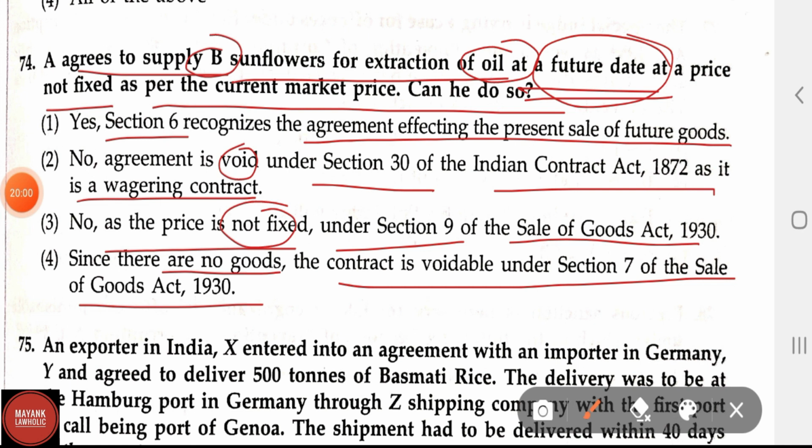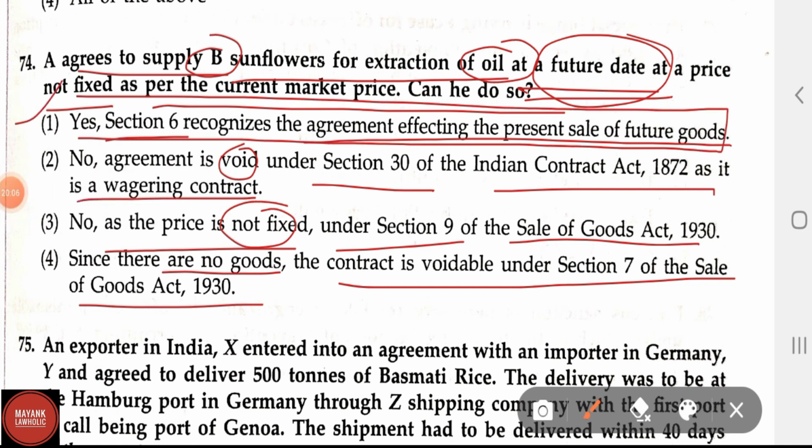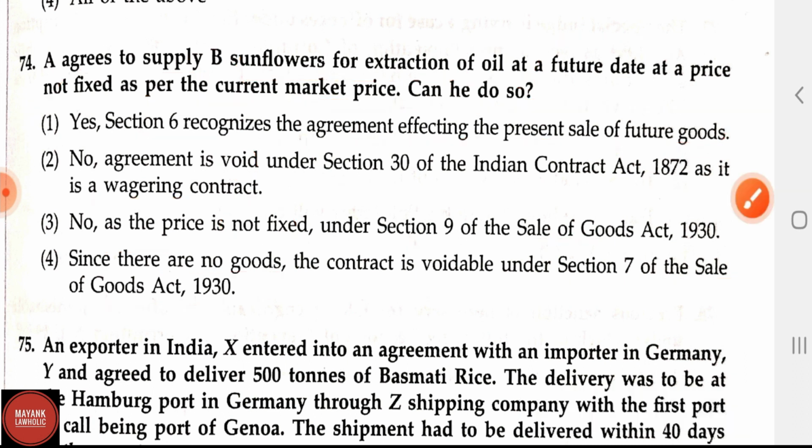The correct answer for this question is yes, section 6 recognizes the agreement affecting the present sale of future goods. Section 6 of the Sale of Goods Act 1930 talks about existing or future goods. Section 6 clause 1: the goods which form the subject of a contract of sale may be either existing goods owned or possessed by the seller or future goods. So the correct answer is option 1.